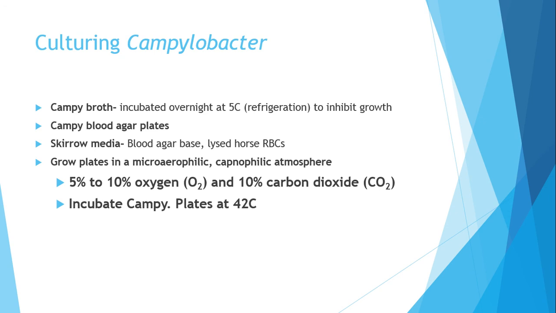Okay, so culturing Campylobacter. Not all places use all these different types of media. Most places use the Campy blood agar plate, which is a specific kind of sheep blood agar plate. I don't know what kind of additional ingredients it has compared to the regular sheep blood agar plate, but it's a Campy plate. There's Campy broth, which has some nutrients and inhibitors in there that will inhibit normal gastrointestinal flora. Skirrow media is another kind that you might see for Campylobacter. And then you want to grow it in a low oxygen, high carbon dioxide environment.